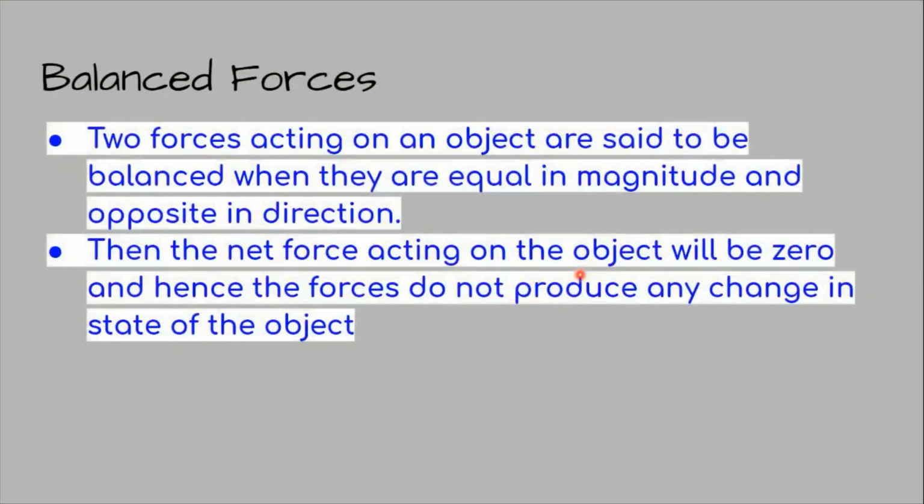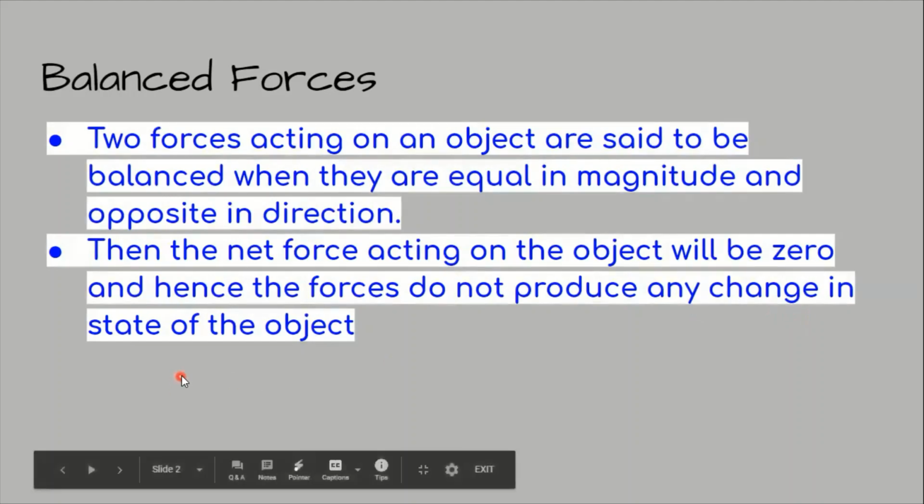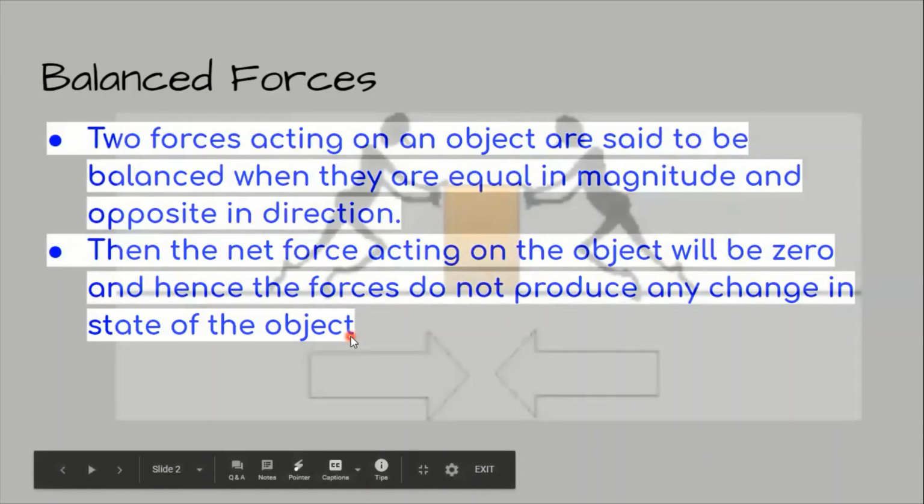First we have to know what are balanced forces. Two forces acting on an object are said to be balanced when they are equal in magnitude and opposite in direction. Then the net force acting on the object will be zero, and hence the forces do not produce any change in the state of the object.